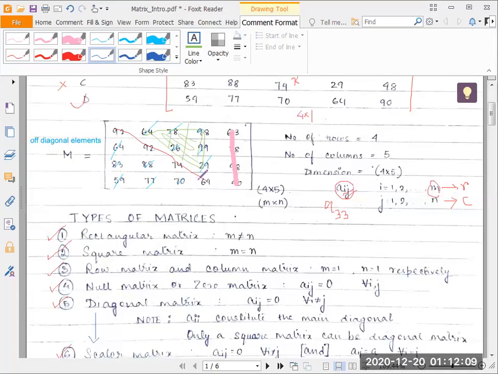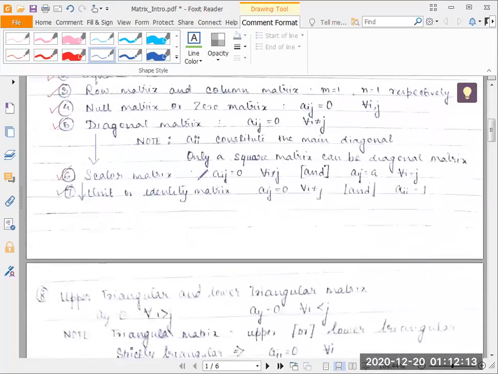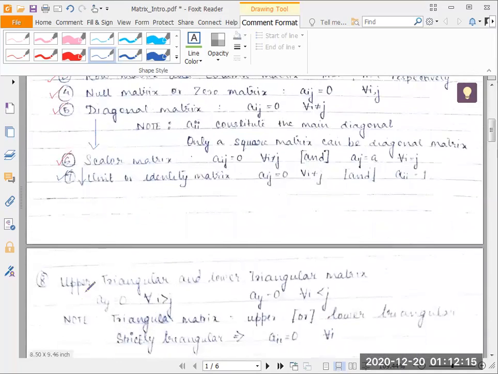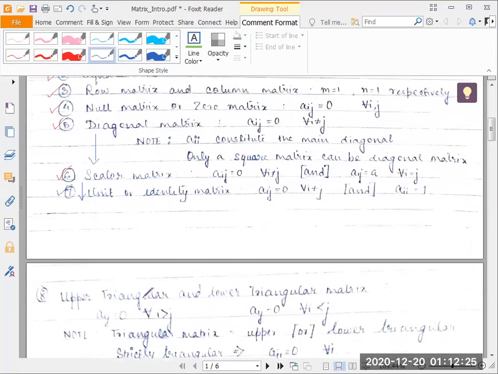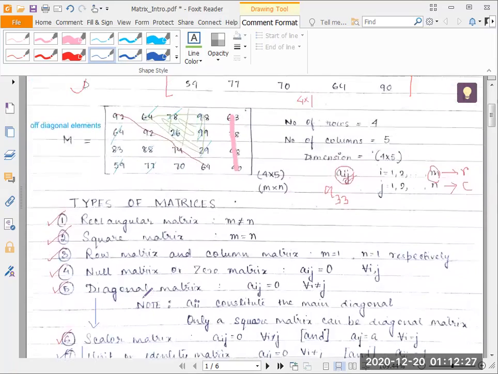Now, how can we represent it in notation form? We say that an upper triangular matrix has Aij equal to 0 for all i greater than j. So let's look at it one at a time. Aij is equal to 0 for all i greater than j. Let's look at the element Aii, A11. So 1 is not greater than 1, which means it's not 0. This element is not 0.